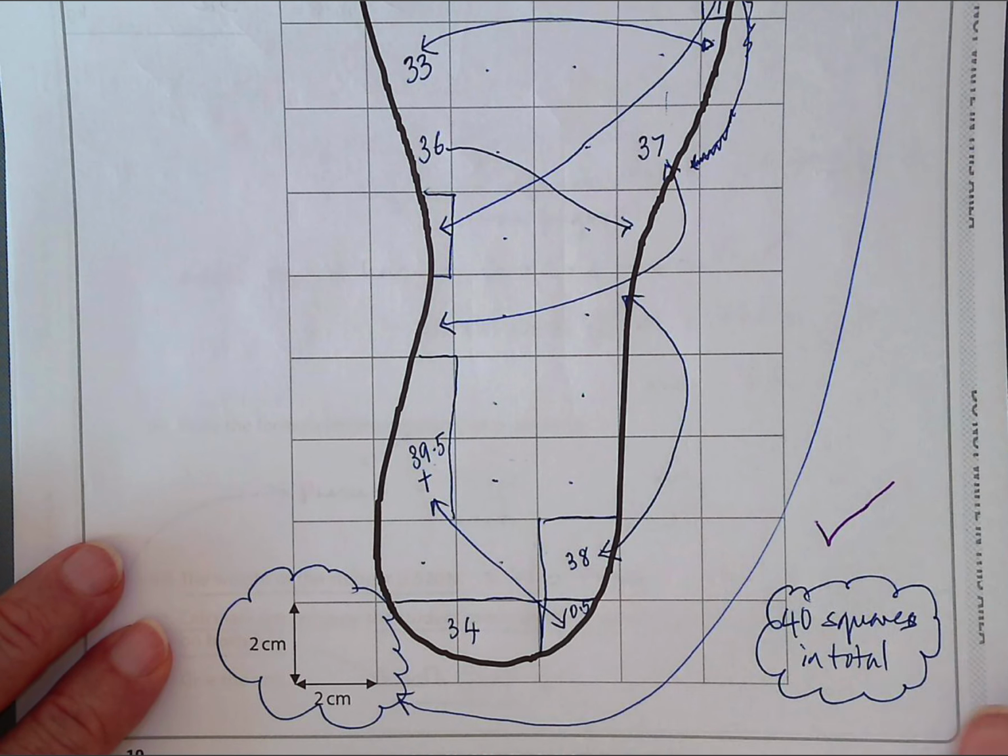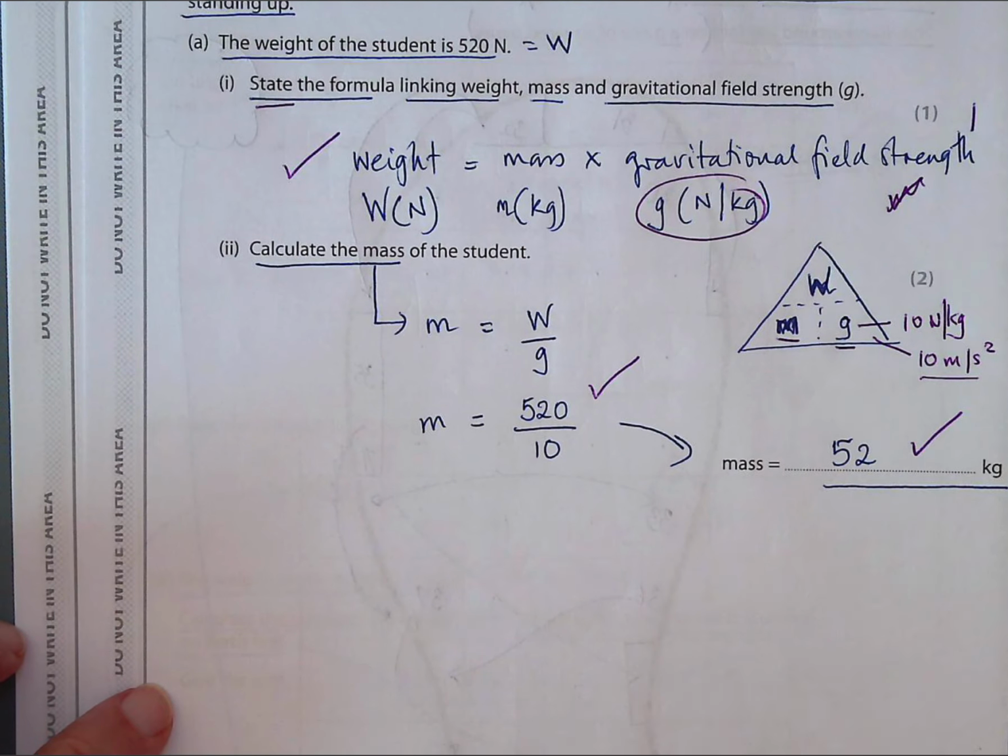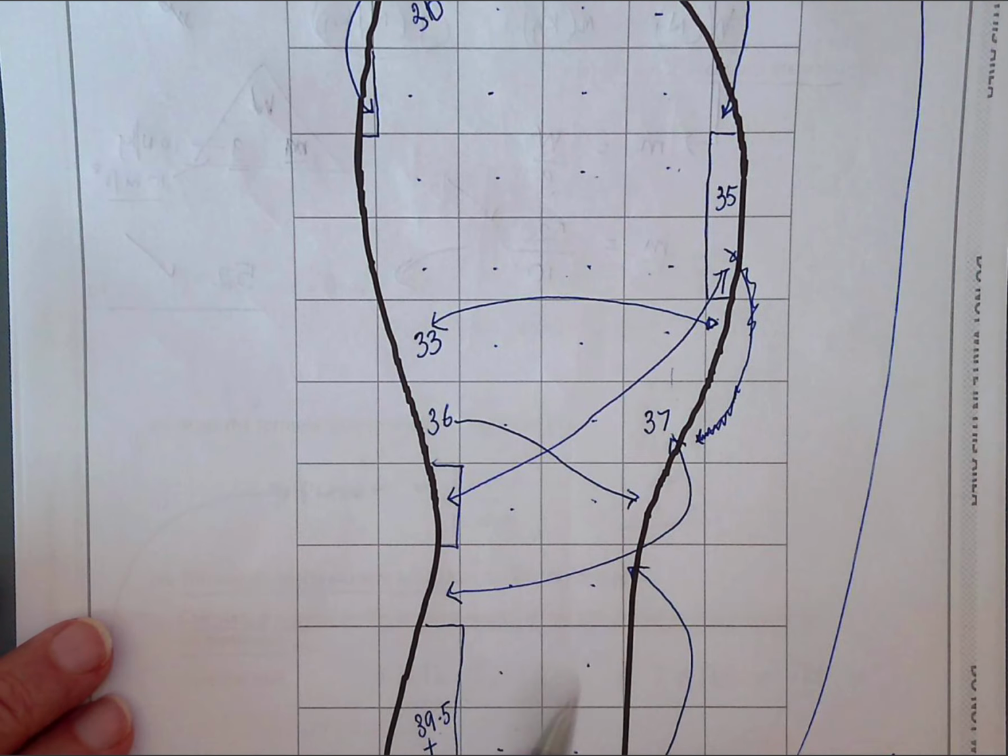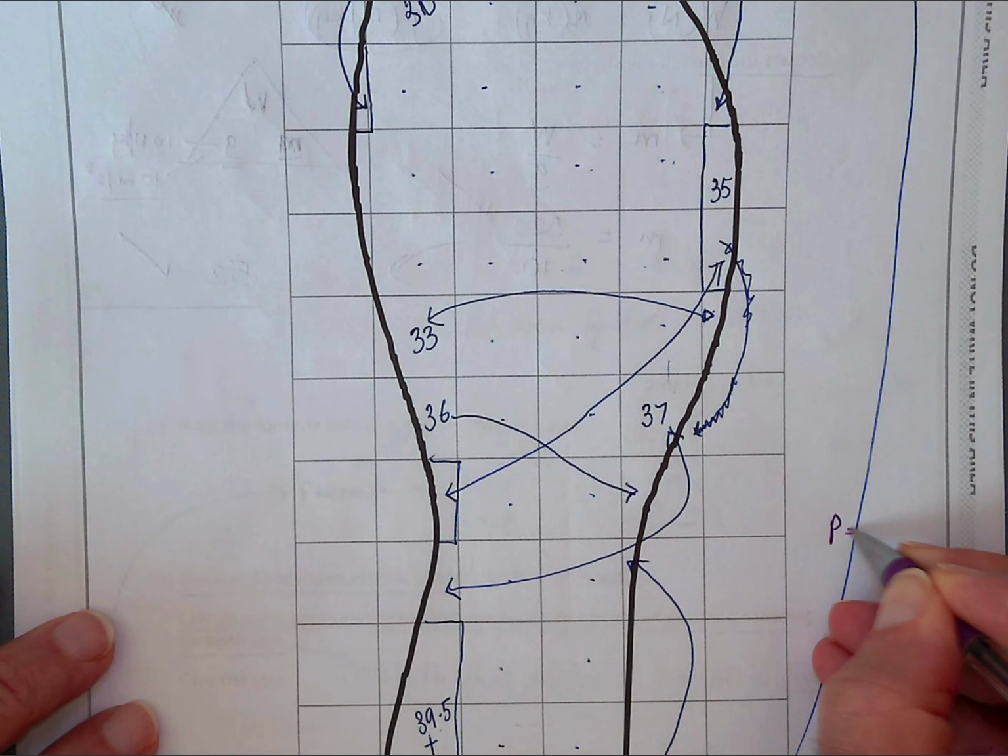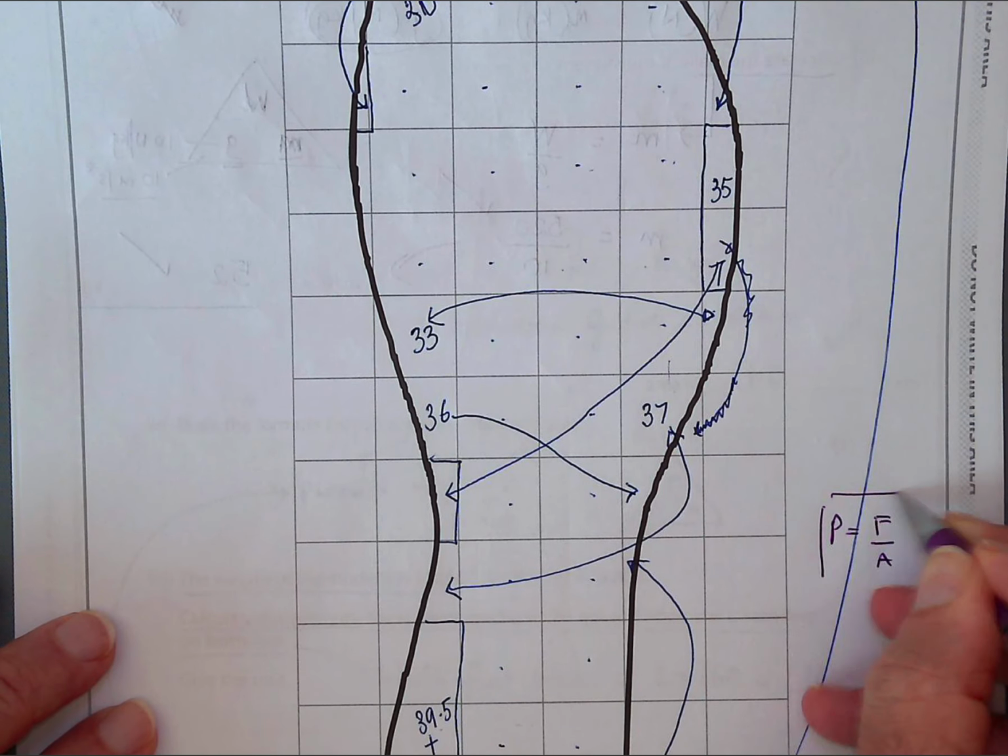So what are they going to ask you? They're going to ask you to work out from the previous question. They want you to work out the pressure. Okay? So once you know her weight was 520 newtons, the pressure is her weight, which is the force, over her area. So this is what we need.